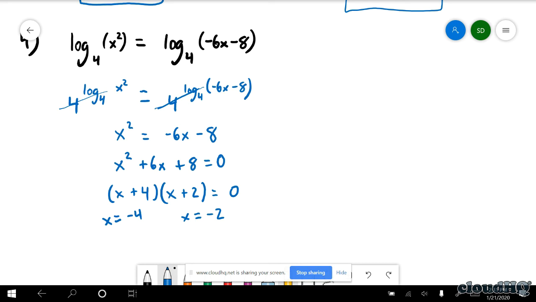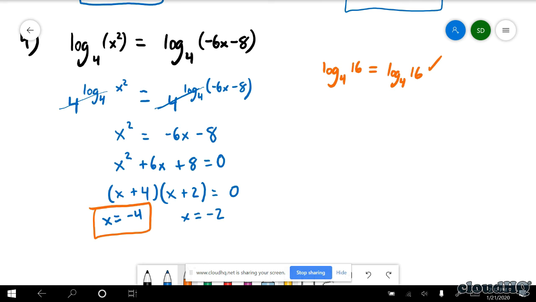If you plug in negative 4 to the left side, I would have log base 4 of 16. Is that a problem? That doesn't appear to be a problem. Plug it into the right side. Log base 4 of negative 6 times negative 4, positive 24, minus 8. Oh, log base 4 of 16 equals log base 4 of 16. They're both the same thing, and they're both positive, so it's perfectly fine.